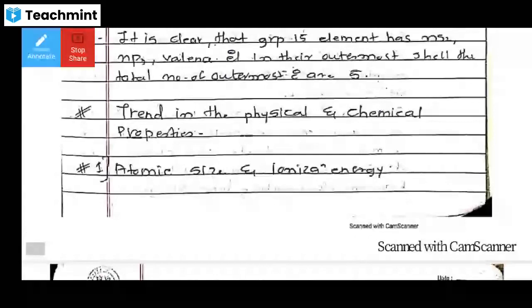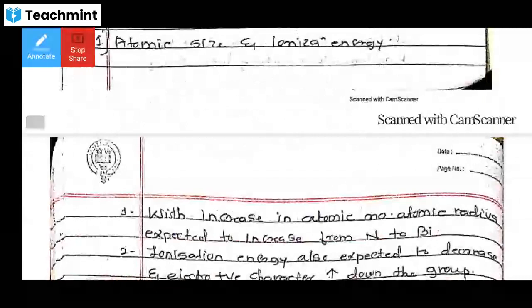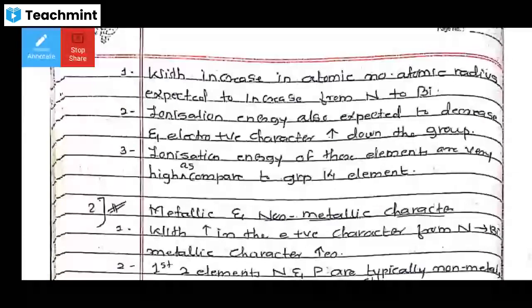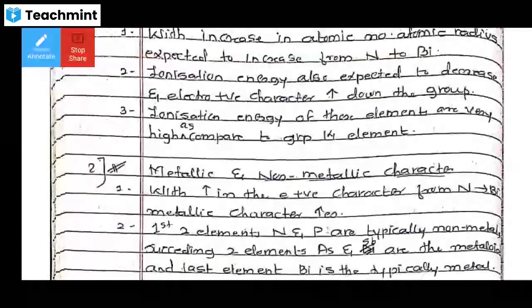Next, the trends in physical and chemical properties. We are going to study atomic size, metallic character, and oxidation state. These are the common properties we study in all the groups and families. First is atomic size and ionization energy. With increasing atomic number, atomic radius is expected to increase from nitrogen to bismuth, the ionization energy is expected to decrease, and the electropositive character increases down the group.